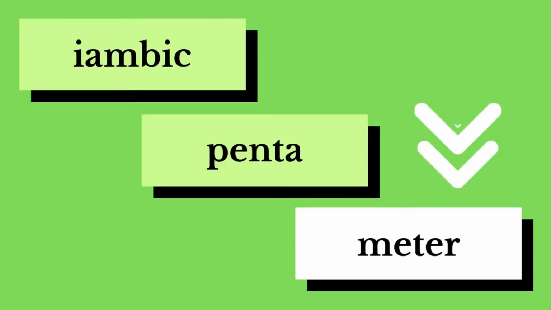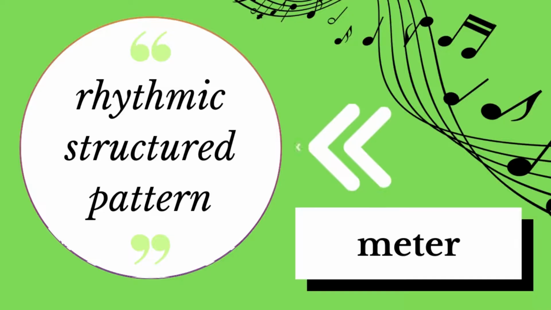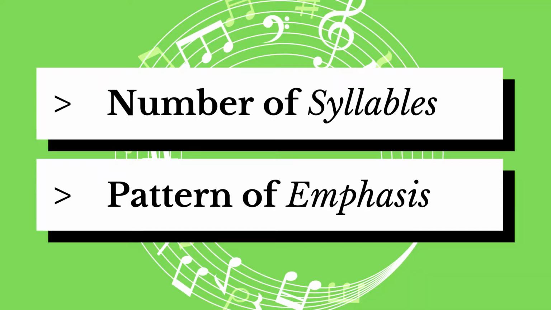First, let's start with meter. In certain forms of writing, like poetry or song lyrics, the meter of that line is its rhythmic, structured pattern. So, meter has a rhythm, and what type of rhythm it has depends on two factors: number of syllables and the pattern of emphasis or stress.